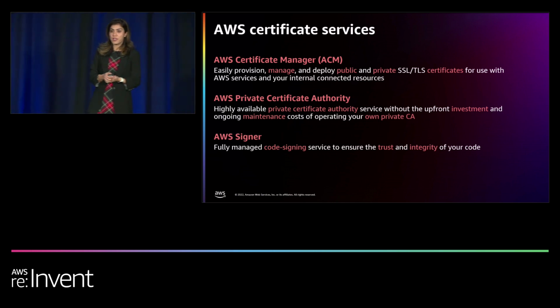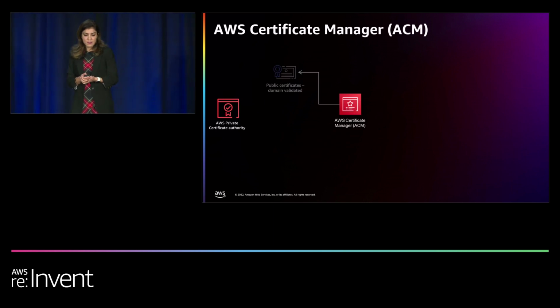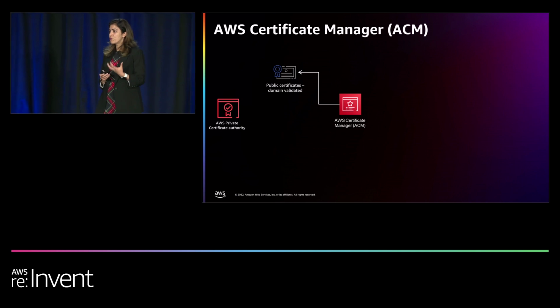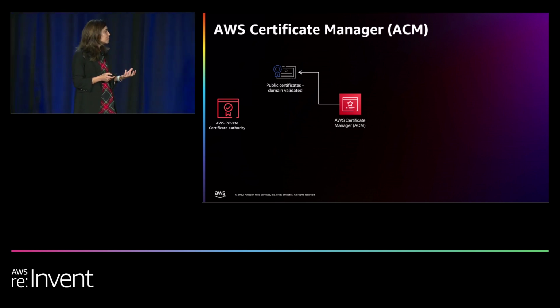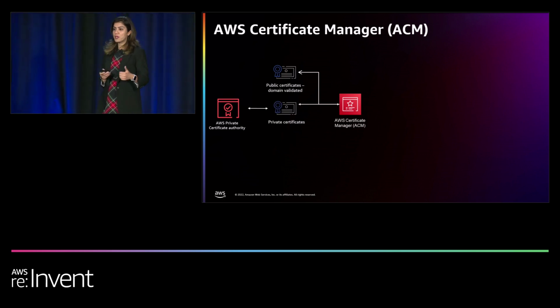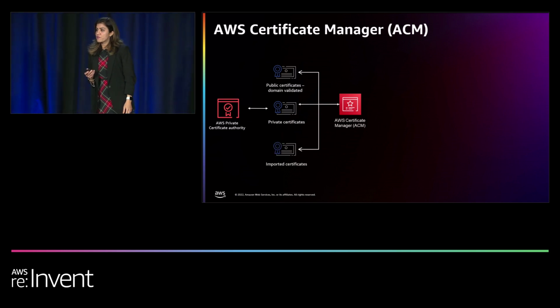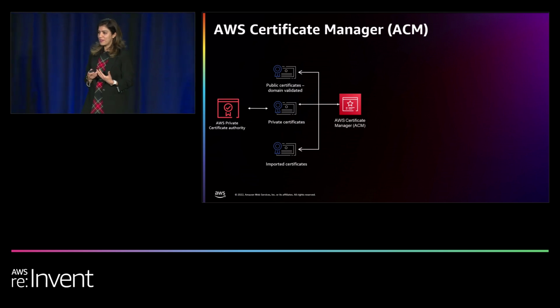It's AWS Certificate Manager, also called ACM. The first thing is, there are public certificates that you can get issued from ACM, which requires DNS validation or domain validation. And then you can issue private certificates through ACM using the Private Certificate Authority service. Another type of certificates that you can use with ACM are imported certificates. So you can get your certificates issued somewhere else and import them back into ACM.